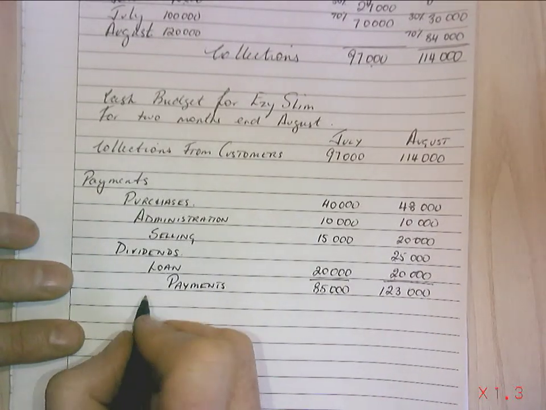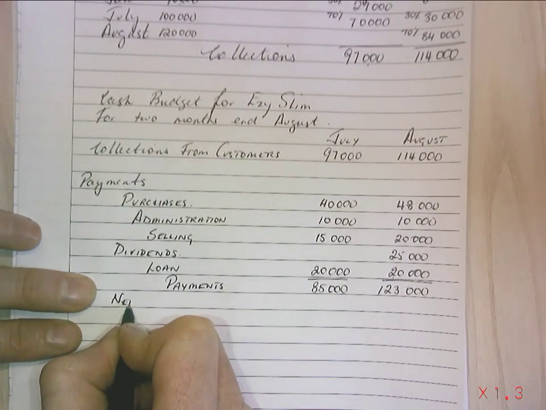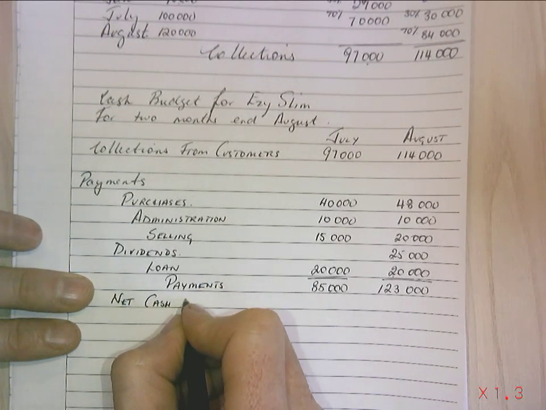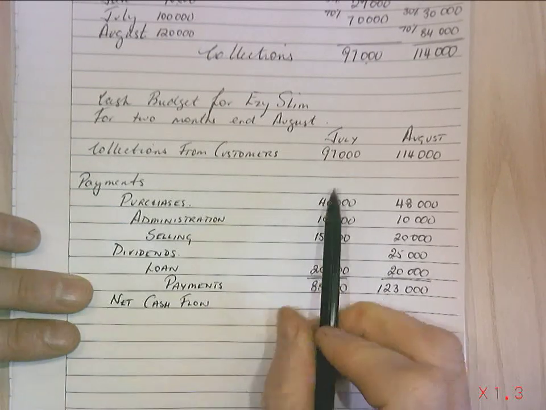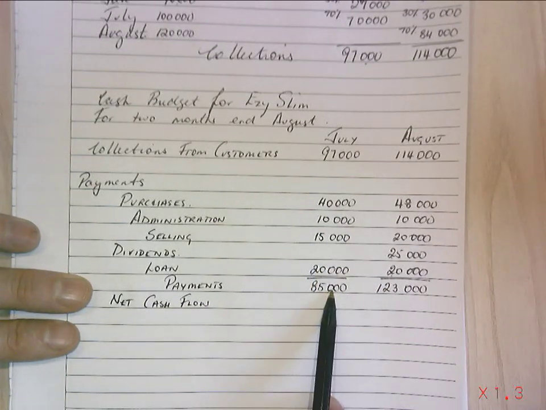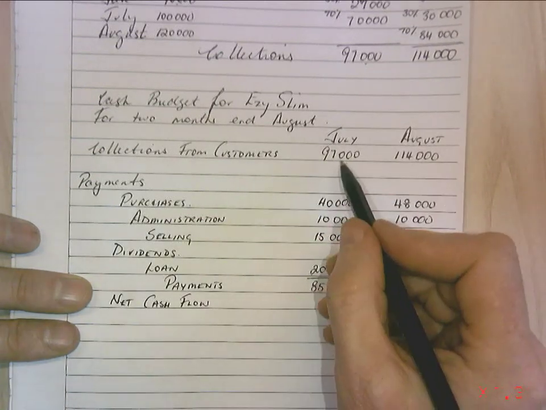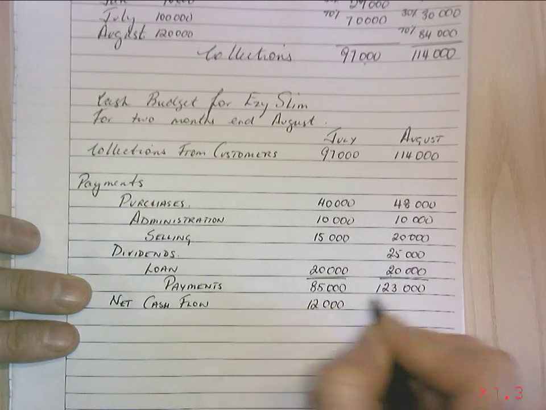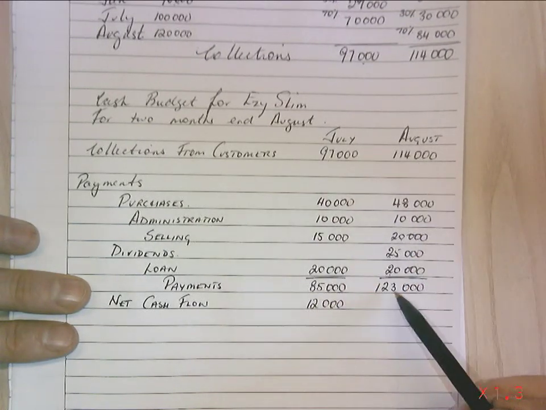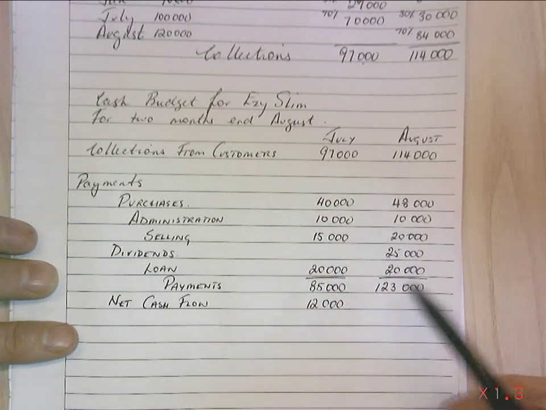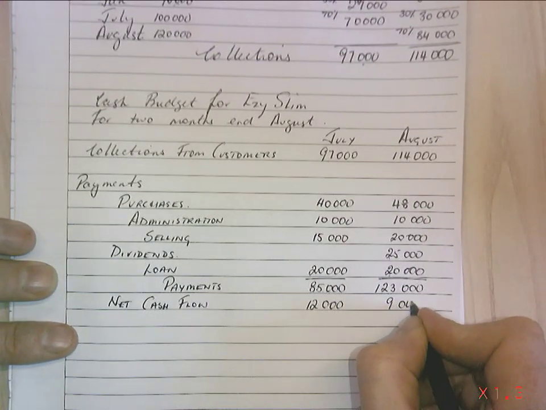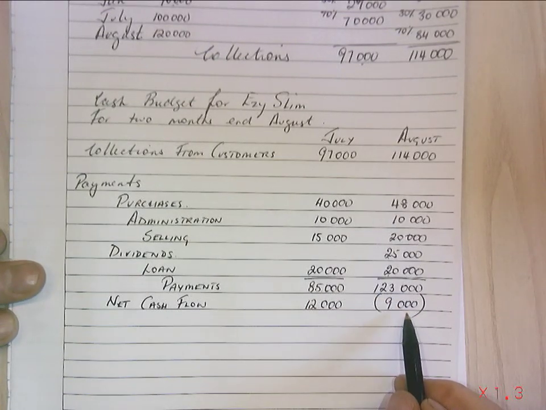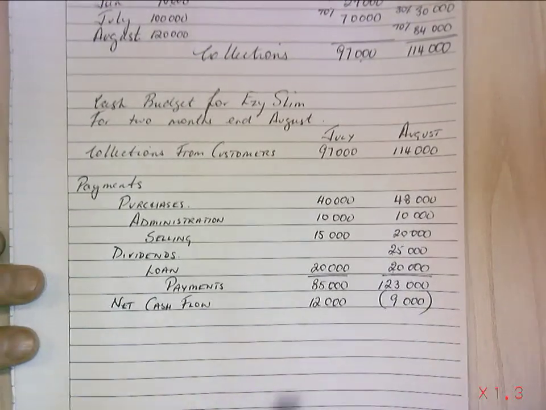Alright, so now what I'm looking for is what's called my net cash flow, which is my cash inflows minus my cash outflows. So in month July, I've got 97 minus 85, gives me 12,000. And in August, I've got 114 minus 123 will give me a cash outflow of 9,000. Now I bracket it to indicate outflow. That reminds me when I'm doing my totals.